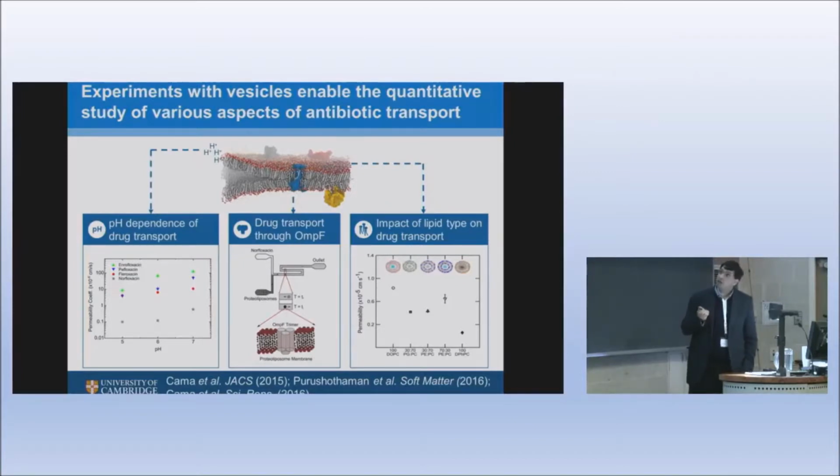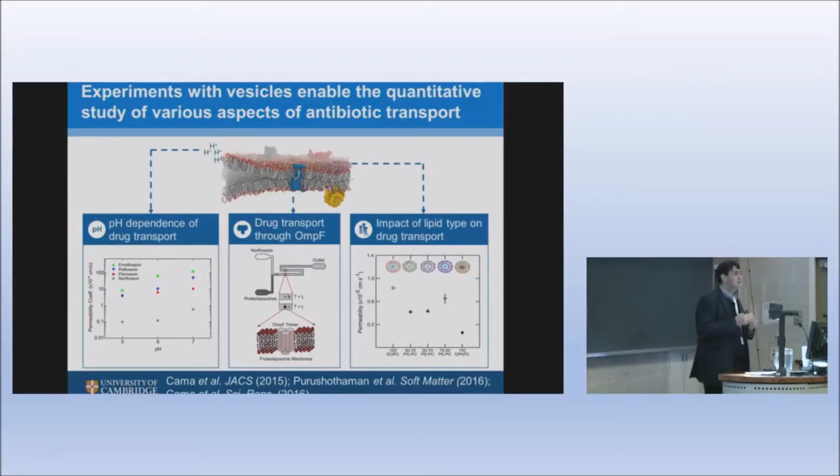But what we've also managed to do is isolate and purify proteins of interest from the outer membranes of gram-negatives. In this case, it was the outer membrane protein F from E. coli, reconstitute it in these vesicles to make what are known as proteoliposomes, and do the same sort of assays.